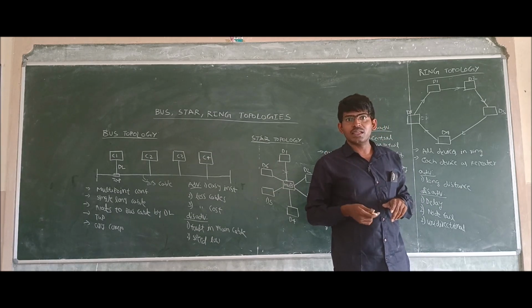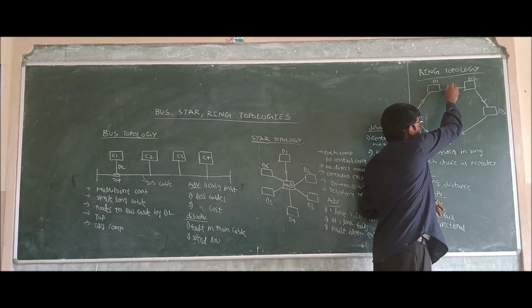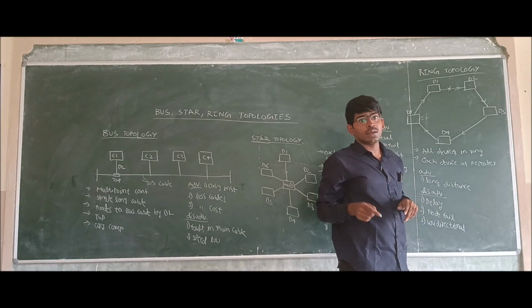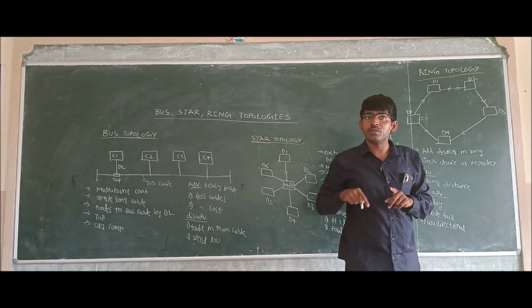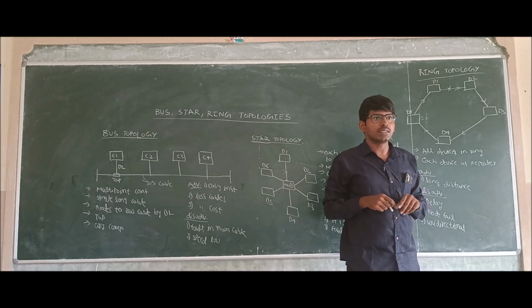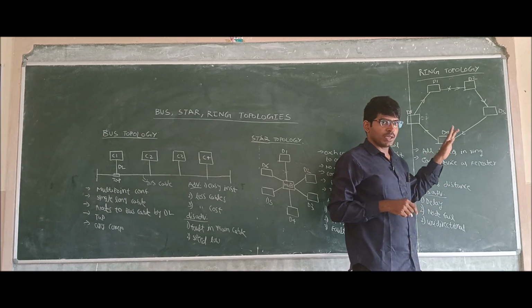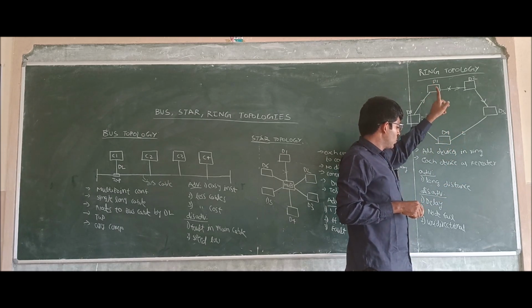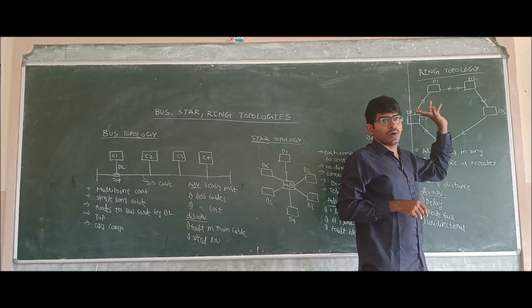But the disadvantage is if there is a failure at any one point, the entire communication will be stopped, because it is unidirectional communication. A single node failure affects the entire topology.